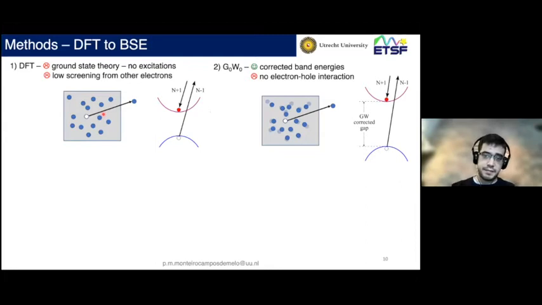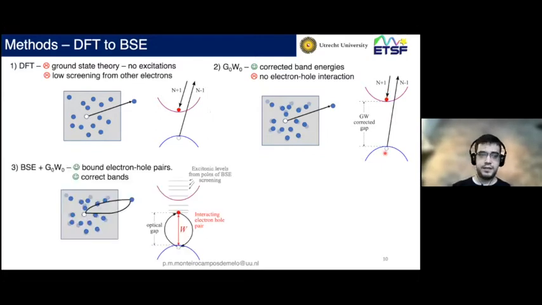We can do the first step, which is to correct the band energies by taking into account the screening. And this leads you to the correct energies for the bands, but you still have no electron-hole interaction between the electron that's moved upwards and the hole that stays behind. In order to have all of this and to have access to the optical gap, we need BSE done on top of GW. So we have the screening introduced by the presence of the hole and the electron-hole interaction. And this can give you access to all the states that lie within the band gap.